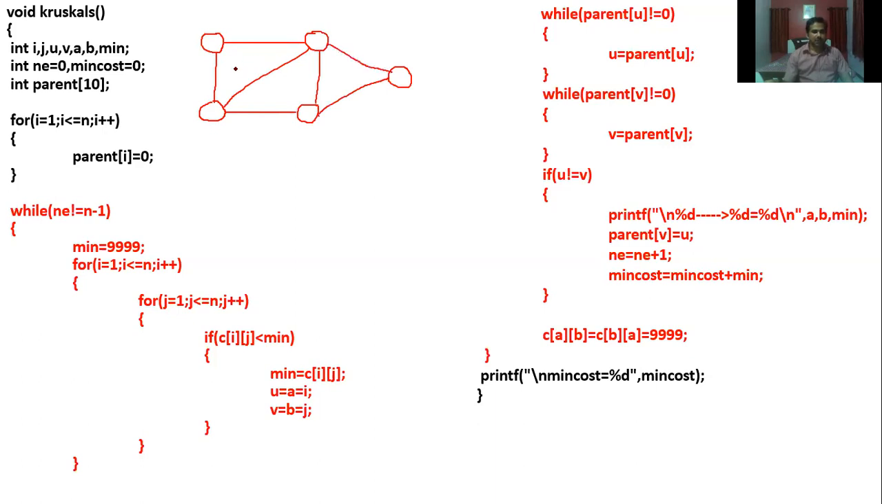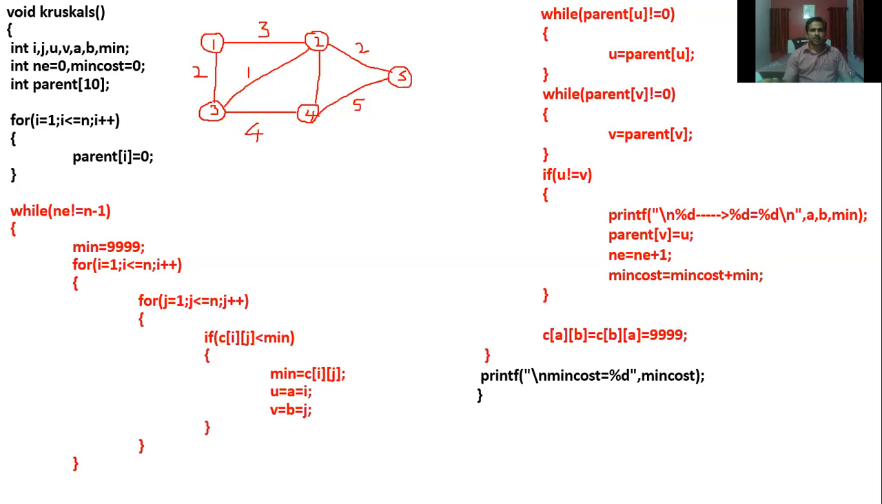Let me label these vertices. This is 1, 2, 5. This is 4, and this is 3. As I already mentioned, each and every edge should be associated with some cost. 1 to 2, the edge cost is 3. 1 to 3 is 2. 2 to 3 it's 1. 3 to 4 it's 4. 4 to 5 it's 5. And 2 to 5 is 2.